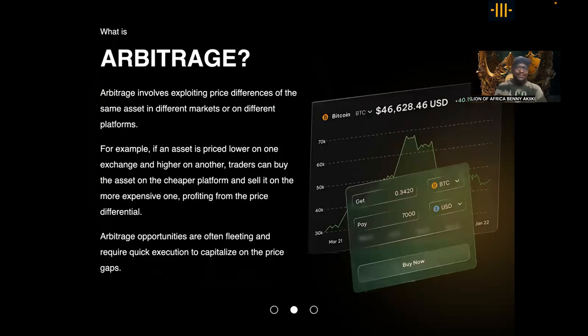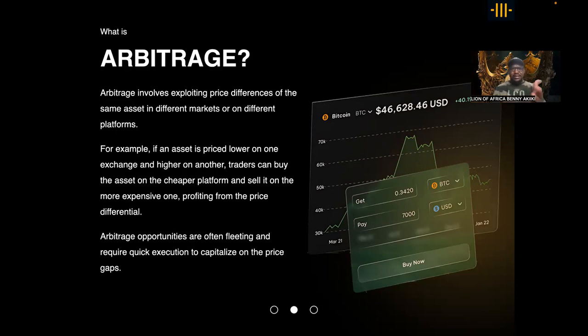Now, arbitrage involves exploiting price differences of the same asset in different markets or on different platforms. For example, if an asset is priced lower on one exchange and higher on another, traders can buy the asset on the cheaper platform and sell it on the more expensive one, profiting from the price difference. Arbitrage opportunities are often fleeting and require quick execution to capitalize on the price gaps.